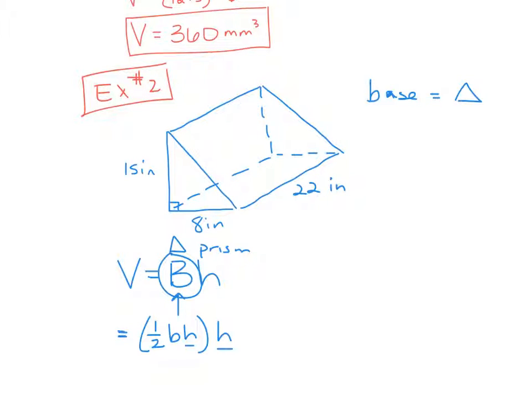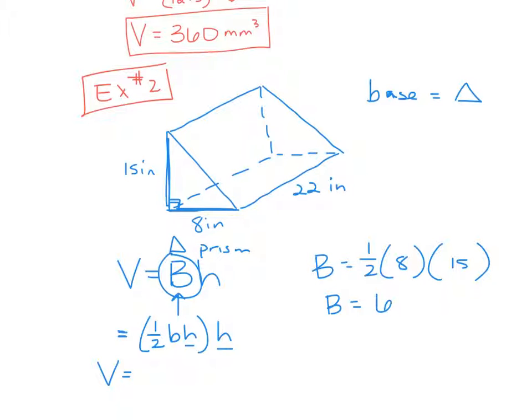Okay, so if this is the case, the area of our base, our capital B, is going to be 1/2 times what times what? 8 times 15. 8 and 15, right? If it's a right triangle, your base and your height are the two forming that right angle. So 8 and 15. So that means my capital B right now is, what does that come out to? 60. Oh, yeah, 60. Good. So the area of our base is 60 square inches.